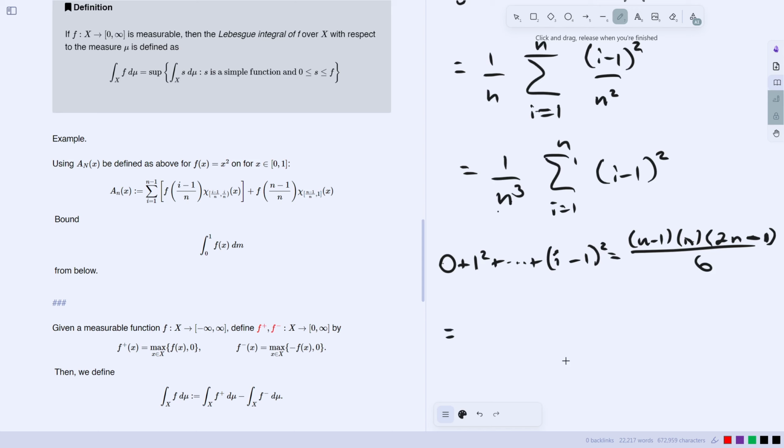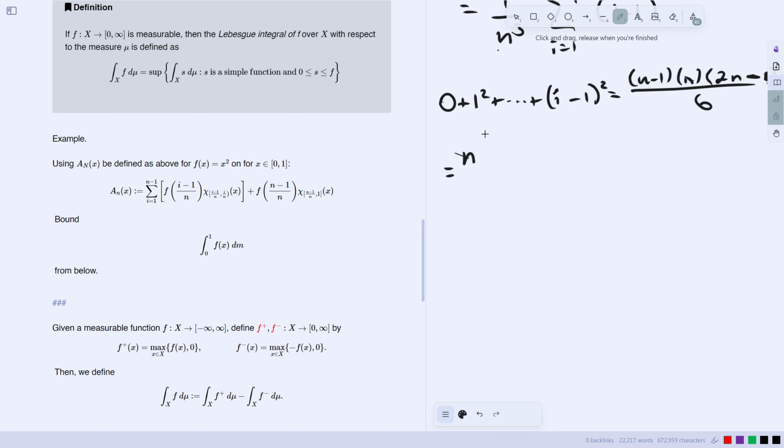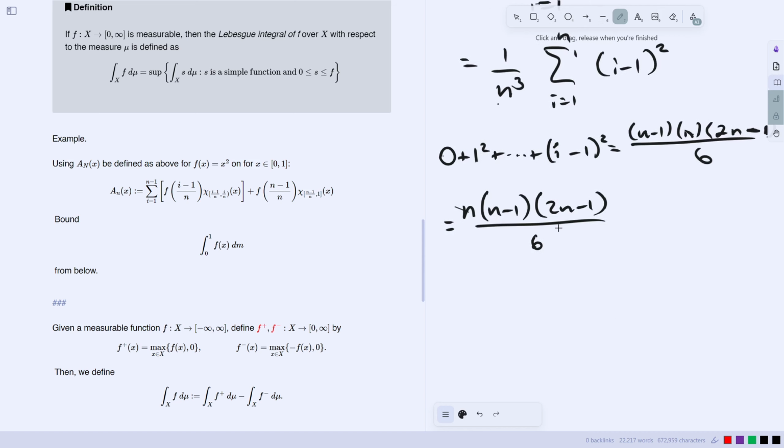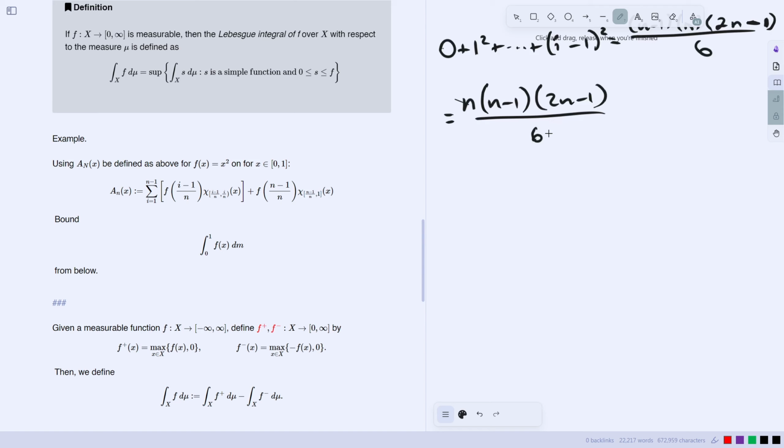So my integral is equal to, maybe I'll write it like this, n, and my pen does not want to work today, n minus 1, 2n minus 1 over 6. And then we have that n cubed, so we'll have 6n cubed. You can simplify it, we'll just leave it like that to save some time writing. Okay, that is the value here.